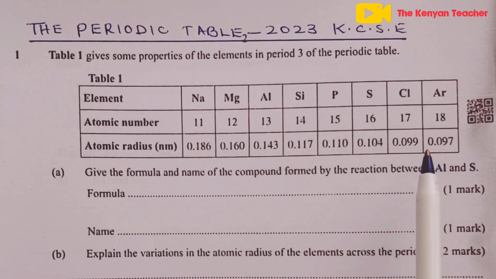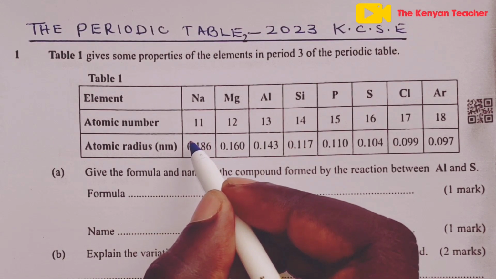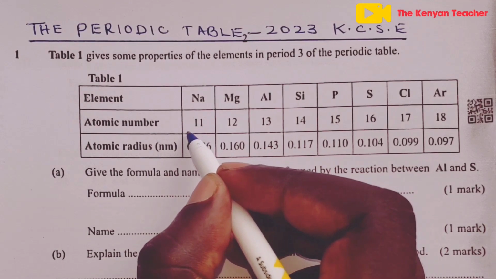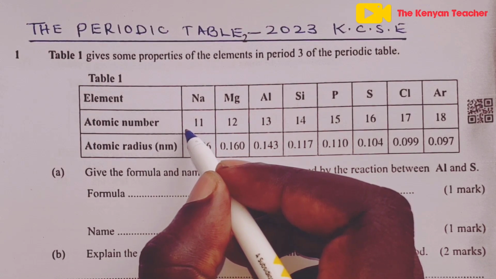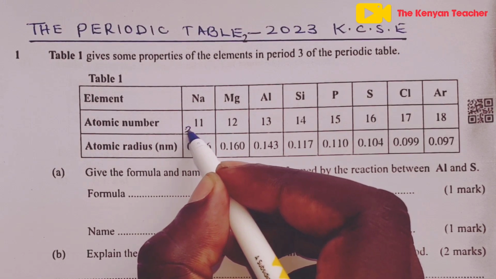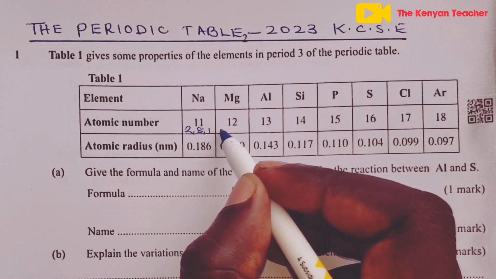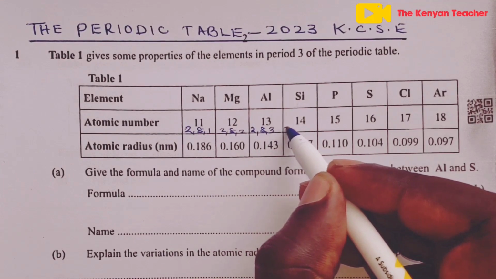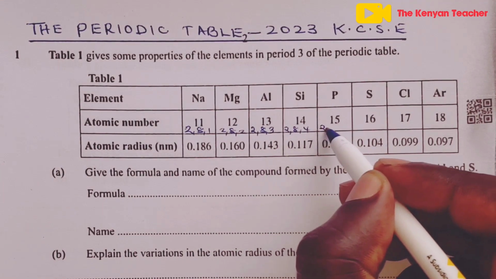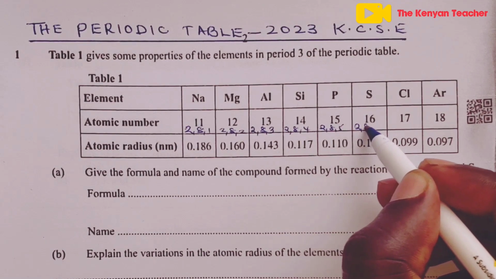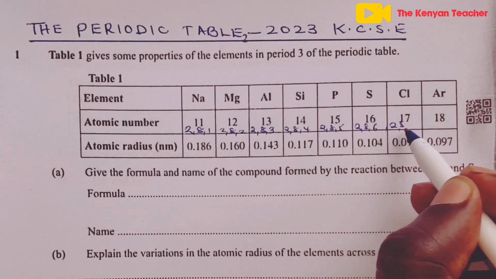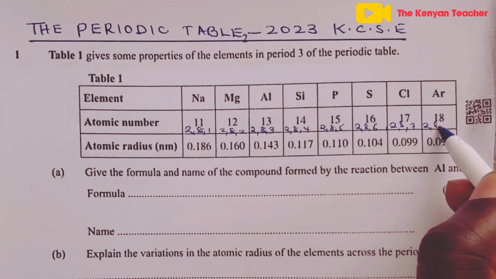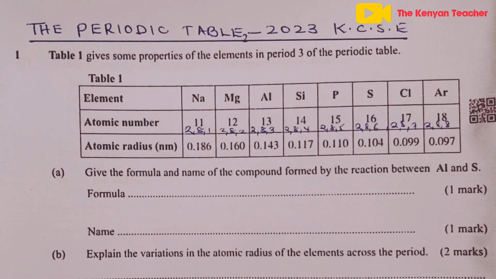Now, before we answer the questions, it is necessary that we also give the electronic configurations of these elements, beginning with sodium. Because sodium is atomic number 11, the configuration becomes 2,8,1. Then we have 2,8,2, 2,8,3, 2,8,4, 2,8,5, 2,8,6, 2,8,7, and 2,8,8. These will come in handy as we answer our questions.